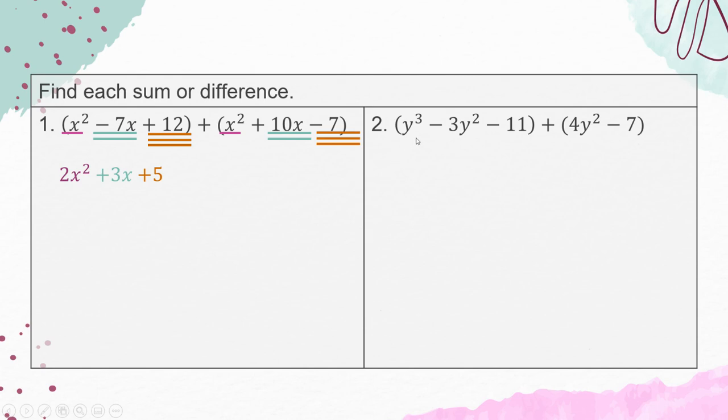For number 2, I've got y cubed plus, there is no other y cubed term over here, so I'm just going to bring that down. And then negative 3y squared plus 4y squared. Negative 3 plus 4 is 1, so we get plus 1y squared. And then negative 11 plus negative 7 gives us negative 18.